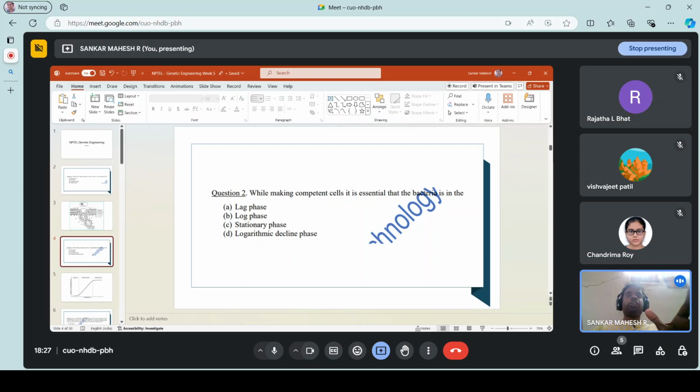Now, how is it relevant to competent cells? Does anyone have an idea about it? Why should competent cells be in log phase? Is there any growth step involved further after competent cells take up DNA? Does anyone know about it?